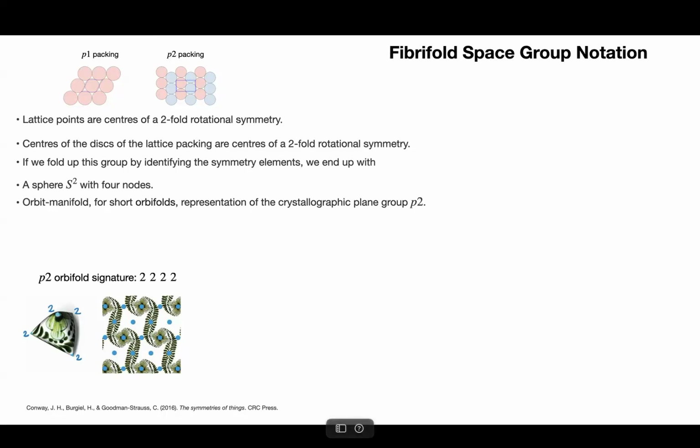This is a picture from Conway's book. It is a visualization of an orbifold for a P2 group. It's a sphere with 4 cone points, and the 4 cone points represent the 4 twofold centers of rotation, the twofold symmetries.